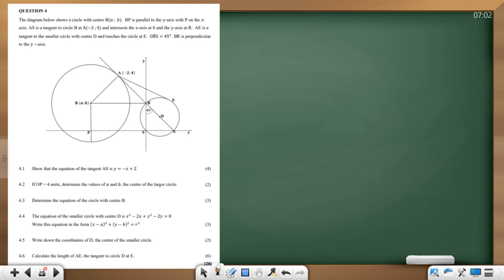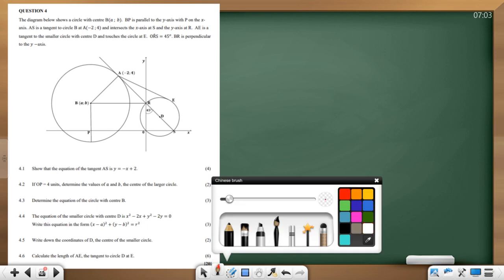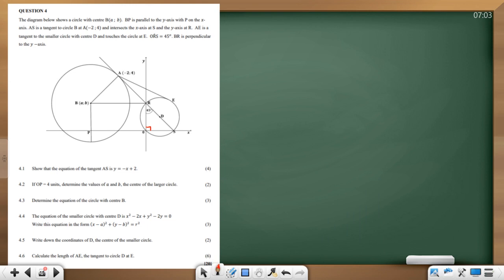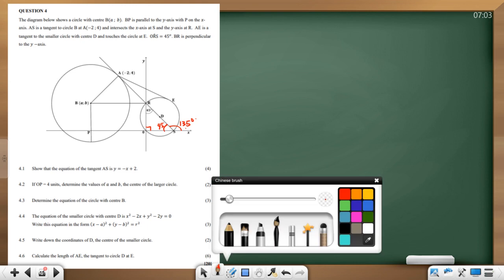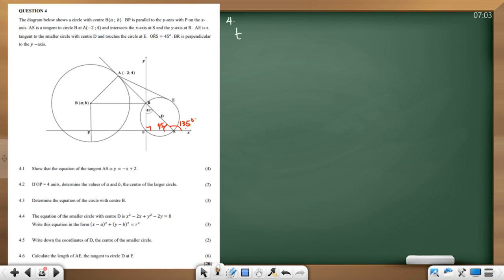But for us to get the tangent, we need, oh, I see. We need the gradient. Look at this. This is very clever. This is 90. It makes this angle here 135 degrees because we need the tangent. I see, angle of inclination. Exterior angle is equal to opposite. But if you don't see that, if that is 90, this is also 45. Then angles on a straight line. Makes sense. All right. So 4.1.